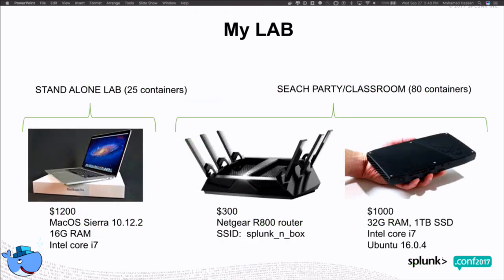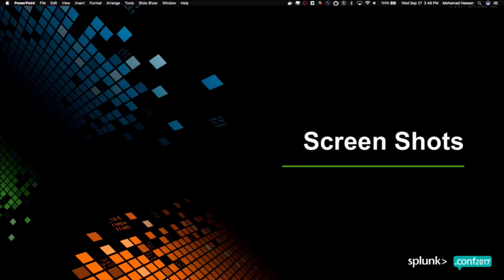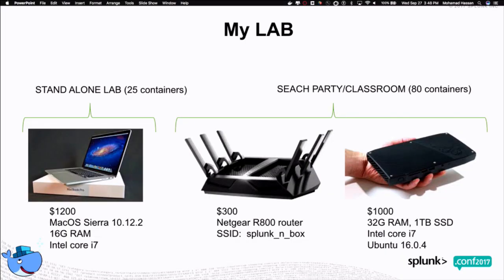What else? This is how I tested this thing, and this is what's so impressive about Docker. The little thing here on the right-hand side, this is my lab. A $1,000 box, and I can push, listen to this, upward of 80 containers. 80 Splunk containers run comfortably, very comfortably, on a 32 gig machine. Nobody can claim that when it comes to VM technology. All right.